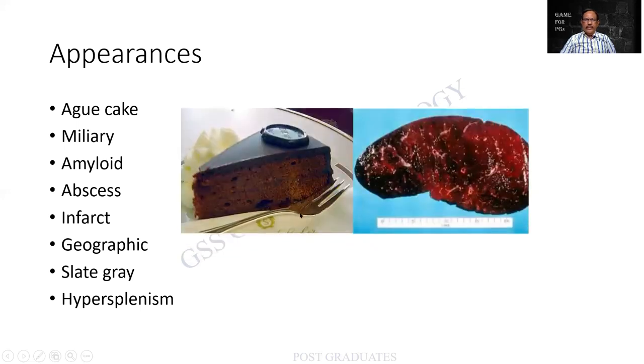And agu cake is this one, which is classical of, tell me if you know. So I am finding that there is a splenomegaly along with areas of hemorrhage, which is somewhat turning reddish brown or brownish black, resembling this cake, hence the agu cake appearance.